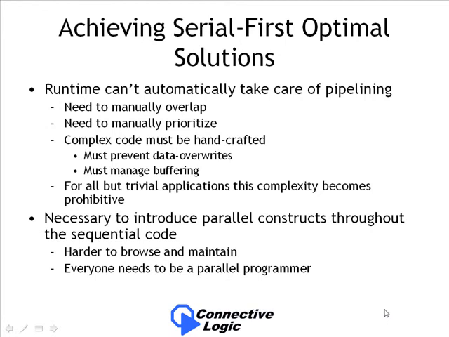So how do we do this with the serial first approach? Well, unfortunately the runtime can't automatically take care of pipelining, so we need to manually overlap, and we need to manually prioritise too. And actually we need some quite complex code to do this. It's got to prevent data overwrites and manage buffering, as well as making sure everything executes in the correct order. And for all but trivial applications, this is going to become really difficult.